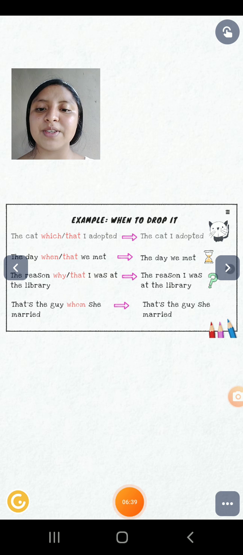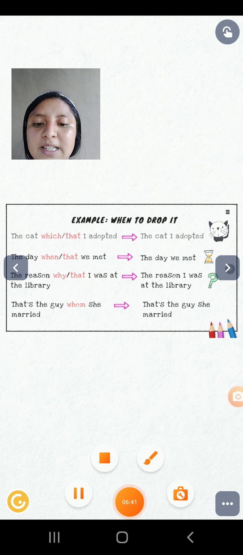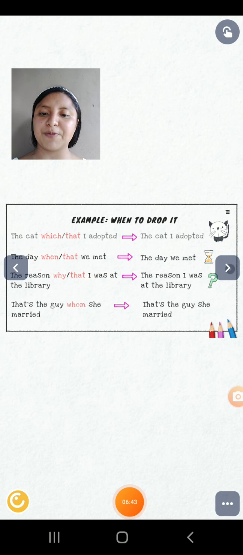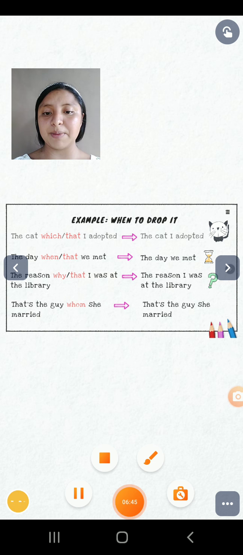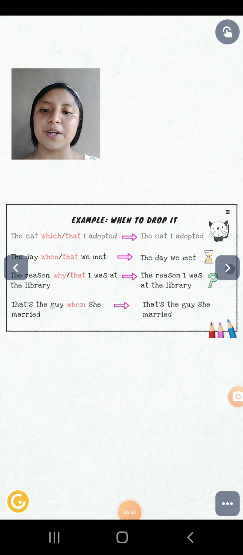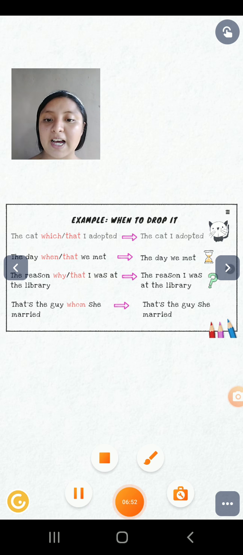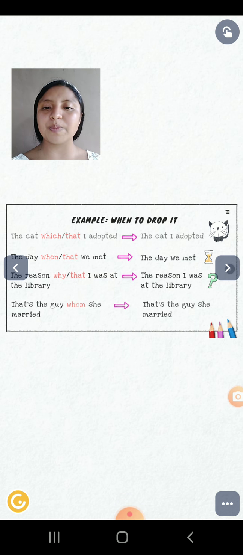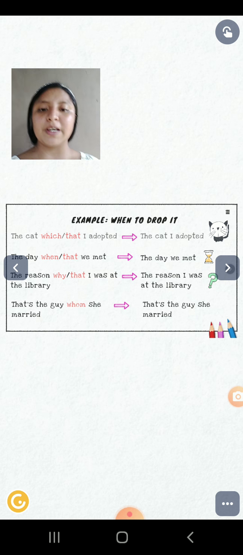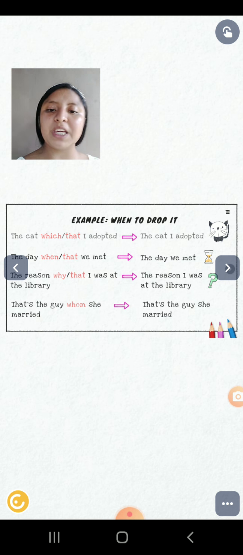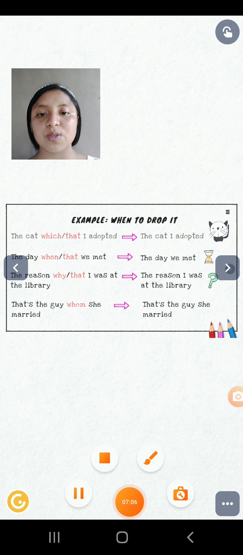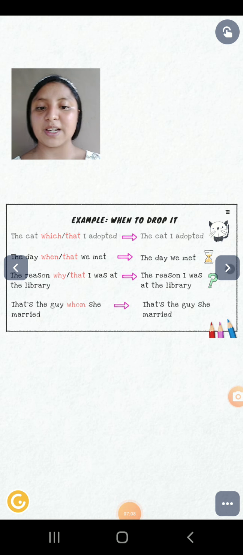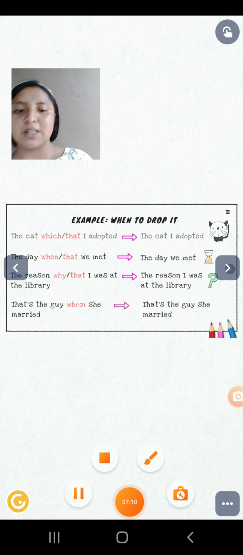Then we have the reason why or that. Okay, so the next one, the reason why or that I was at the library. The reason I was at the library. So you can also drop it here. Then that's the guy whom she married. That's the guy she married. So the sentence still means something here, but as I mentioned previously, we can use it in order to reference that specific guy in this case. So let's continue.